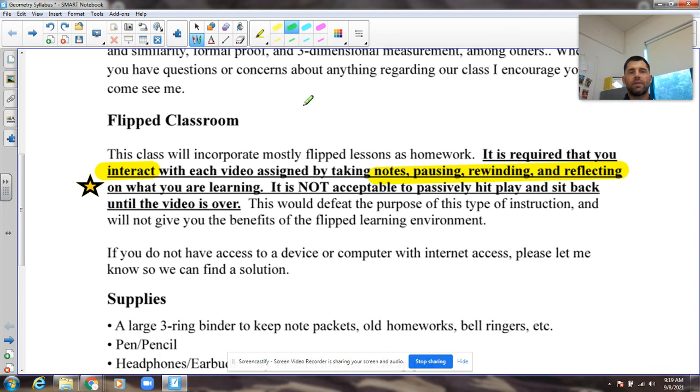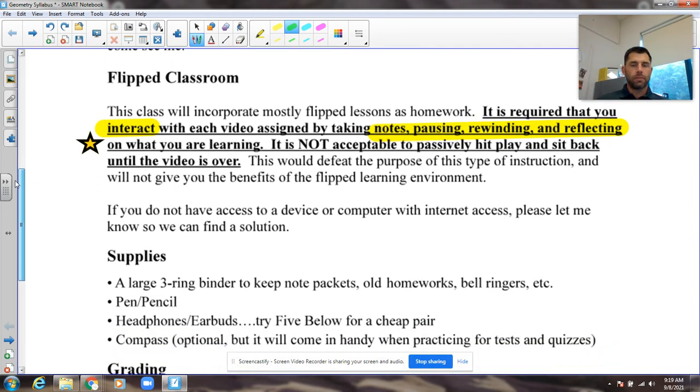But the whole idea of this is that we get to spend the class time working together and not just taking notes. Okay? So that's the idea. That's the purpose of this flip stuff. Please do your homework well. Do it to the best of your ability. Write down questions, and that's going to help you the most this year.